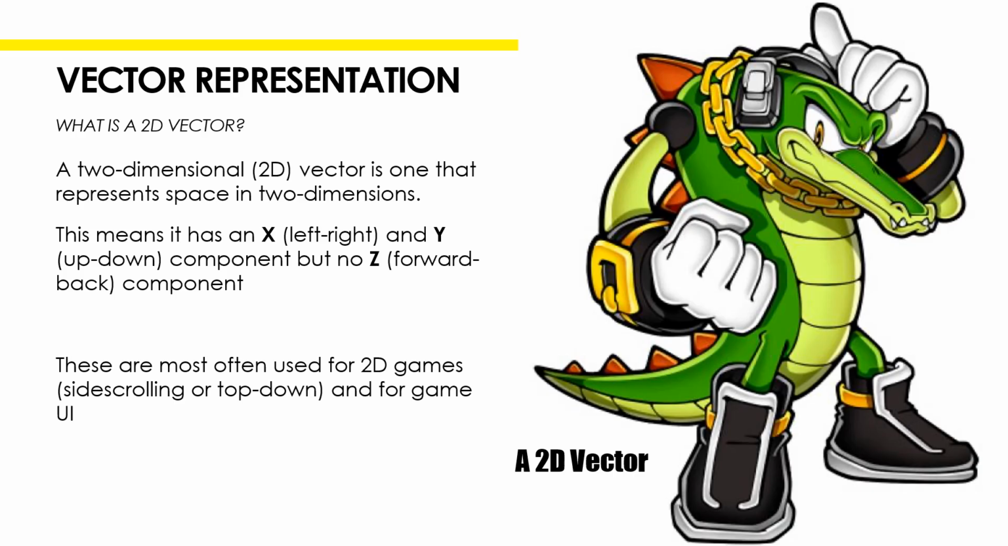A 2-dimensional vector is simply a vector in 2 dimensions. This means it only has an X and a Y component. There is no forward, back, or depth component to a 2-dimensional vector. This is most often used for 2-dimensional games, so this could be side-scrolling platformers, it could be top-down shoot-'em-ups, and even in 3D games, we still use it for game UI.